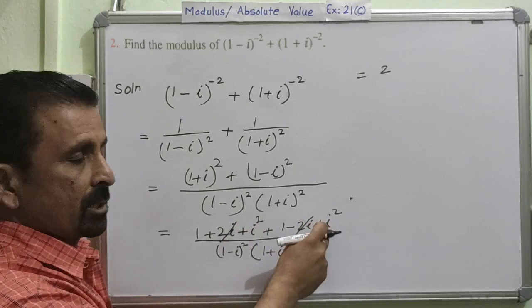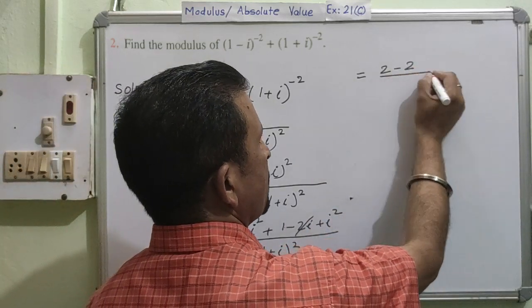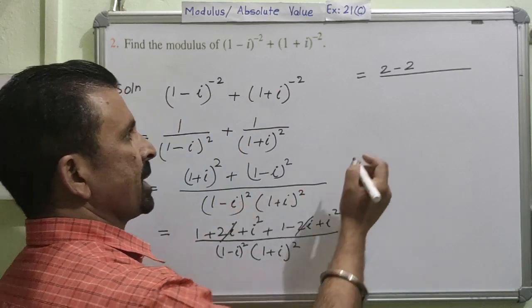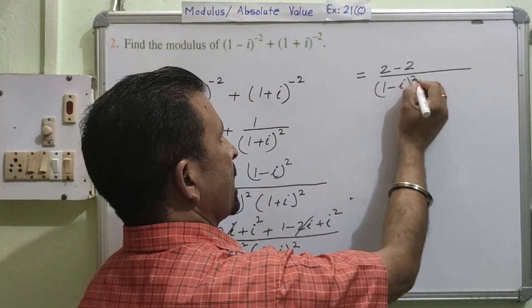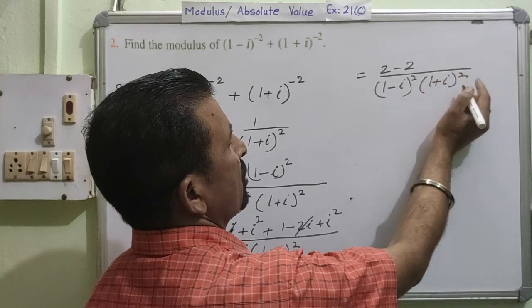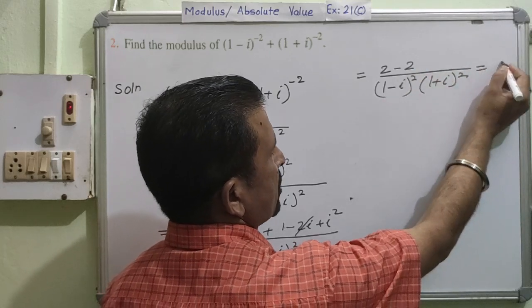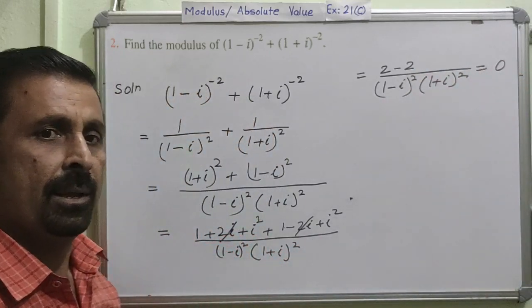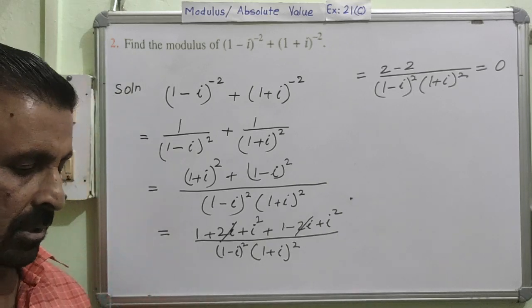This also is minus 1. So minus 1 and minus 1 is minus 2. The denominator we are not doing anything. We will just keep it as it is only: 1 minus i square and then 1 plus i square. Now you can see in the numerator it will become 0. So 0 divided by any number, the answer is equal to 0. Now the given expression we have simplified and we got the value of this as equal to 0.